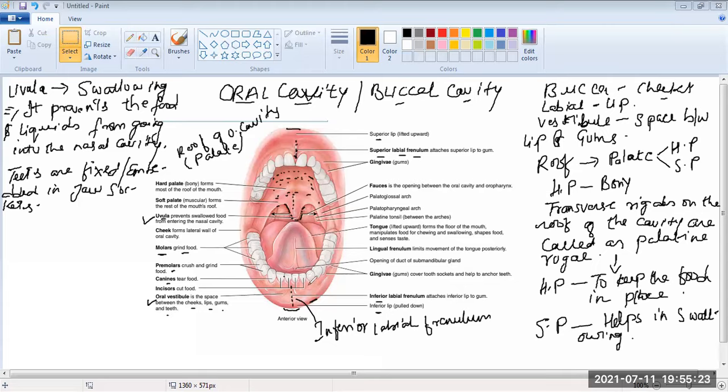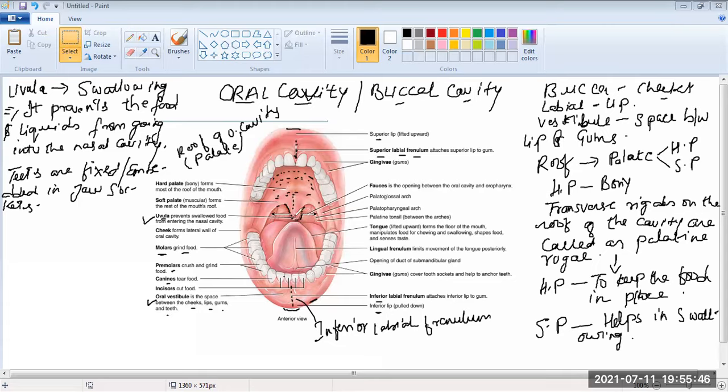Similarly, the other half of your jaw also has the same pair of teeth in the same sequence. The same is true of the upper jaw. We'll be taking a different lecture on the structure of a tooth. Then comes the floor of the cavity. We are done with the roof of the cavity, now you have the floor of the cavity.